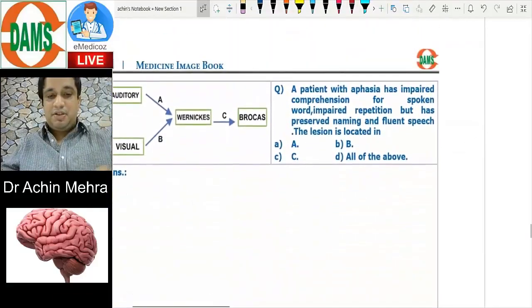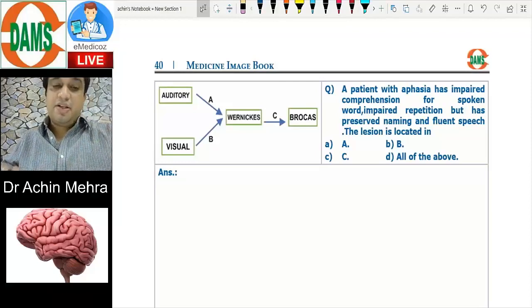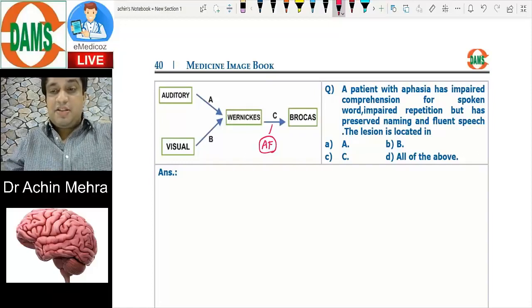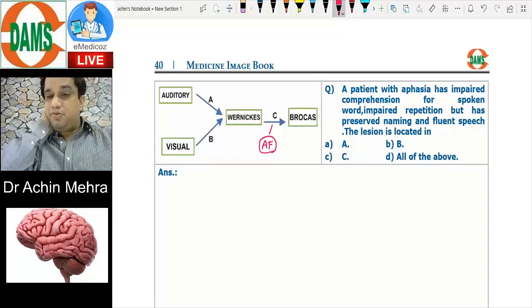Now this is something that we've discussed in the class also. There is a connection between the auditory and the visual cortex with the Wernicke's area, which is taking the signal to the Broca's with the help of what? The arcuate fibers. Now, a patient with aphasia has impaired comprehension for the spoken word, impaired repetition, but has preserved naming and fluent speech. Look at this please. Where is the lesion lying?